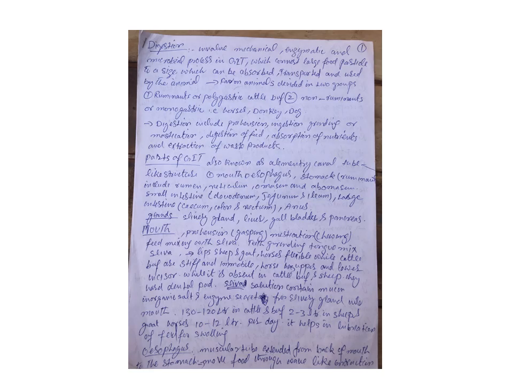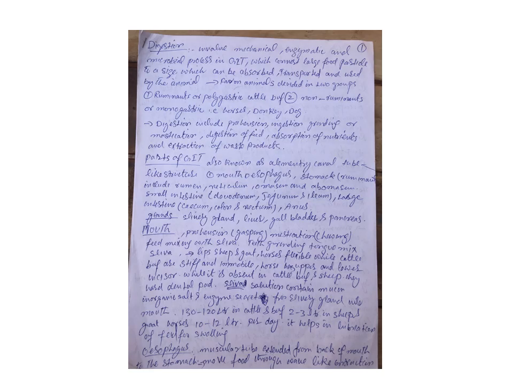Farm animals are divided into two groups. Number one is ruminants, which are polygastric animals. Ruminants are polygastric animals, meaning they have different compartments in their stomach. Examples are cattle, buffalo, sheep and goat. And number two is non-ruminants. Non-ruminants are monogastric animals. They have only one stomach. They don't have any compartments.